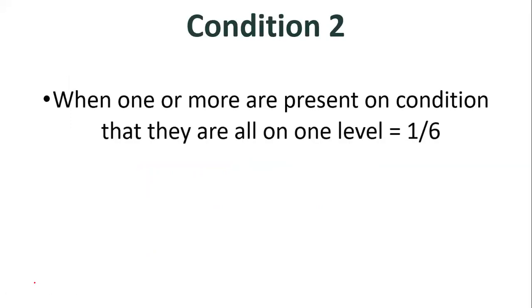So that's condition number 1 done. Condition number 2 is basically when the Jaddah is not mahjub, when the Jaddah doesn't fall under condition number 1, she will then by default fall under condition number 2. When one or more are present on condition that they are all on one level. So we don't have the concept of far and close. If you have far and close, then the close one will receive, the far one will not receive. But if they are all on one level, then they will all share between them the inheritance that is given to them, the fraction that is given to them.